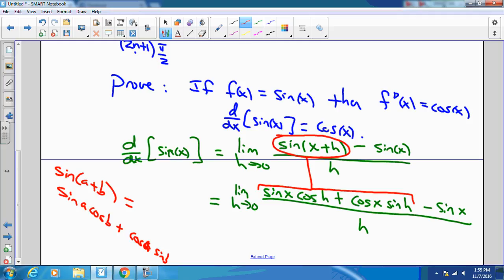So the first key move, and the important thing to understanding what happened, is that we replaced sine of x plus h with what it is according to the identity. Any questions so far? What's the if f of x is sine of x, then f prime of x equals cosine x. Then, if, then. Or sometimes you might even see it written like this. Implies. That makes sense? Yeah.